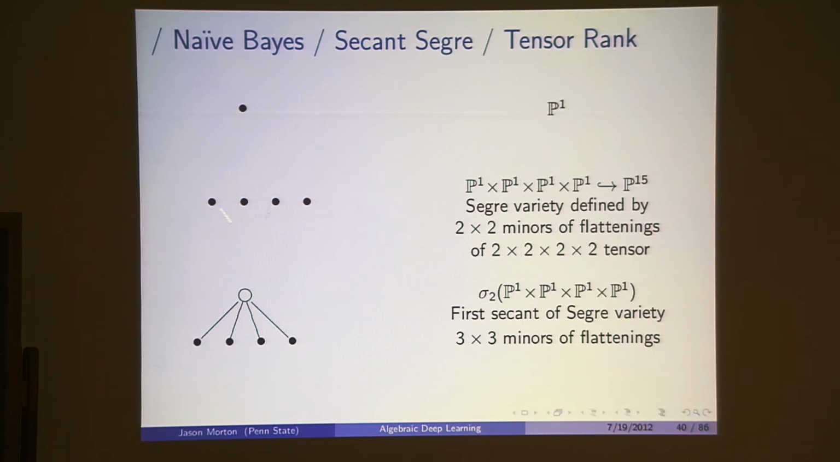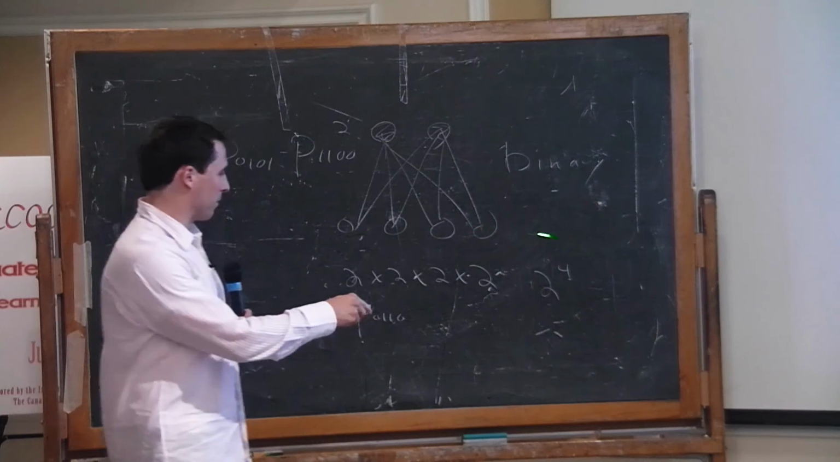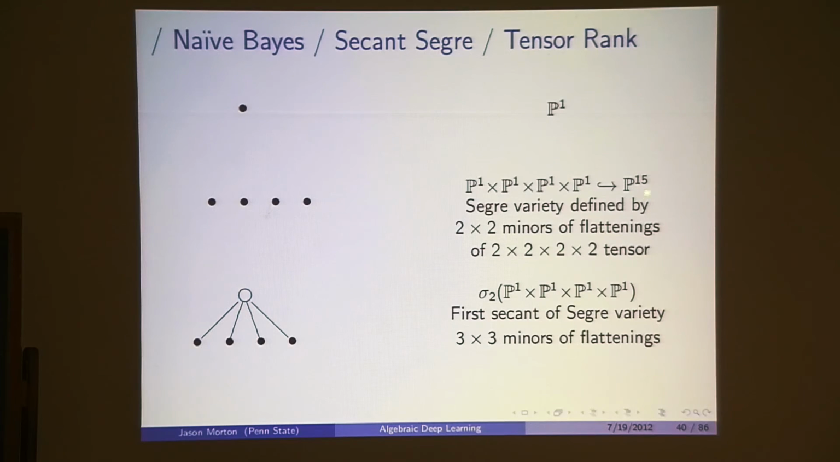Okay, so in the graphical model notation, one point is just a P1 or a probability, like a coin flip. Possible values for the possible biases for the coins. I can have 4 independent coins. That's a Segre variety inside of P^15, which I'm thinking of as complex projective space, but you could think about it as the probability simplex on 4 binary variables.